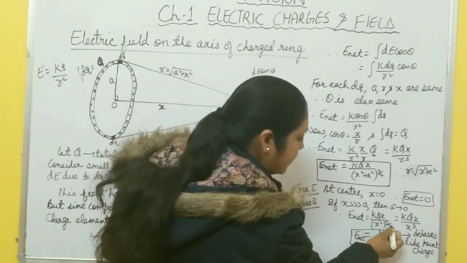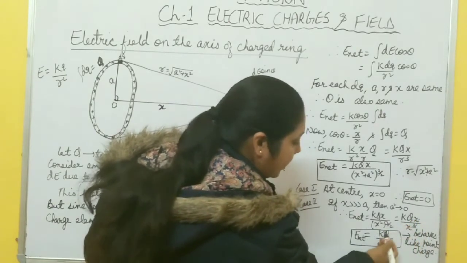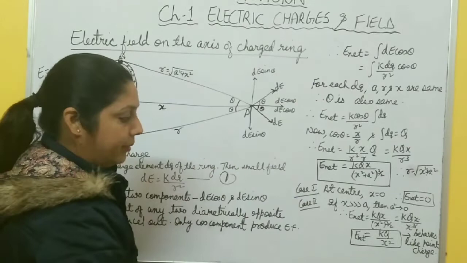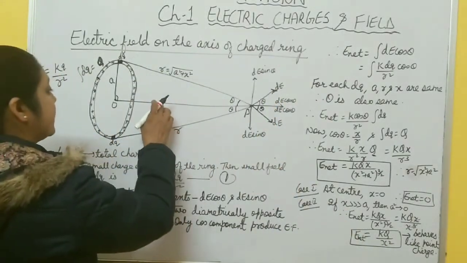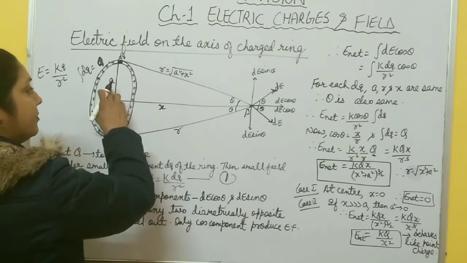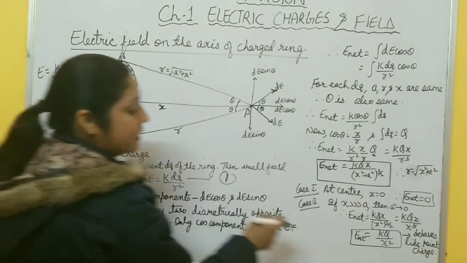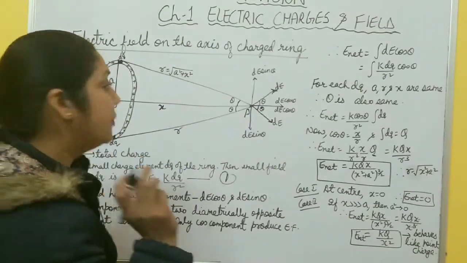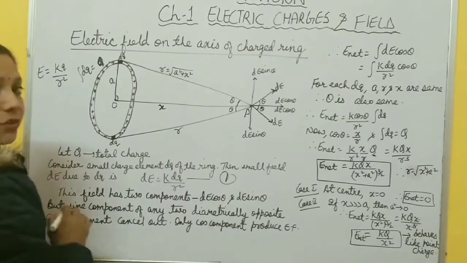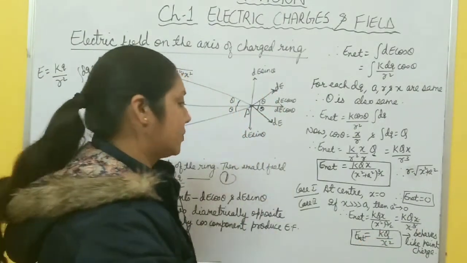This 2 cancels, kqx by x cube, again 1 x cancels, kq by x square. This is the expression for electric field when this distance x is very large compared to the radius of the ring, and in this case it behaves like a point charge, because electric field due to a point charge is what? kq by r square. It is similar to this one, kq by x square, right?